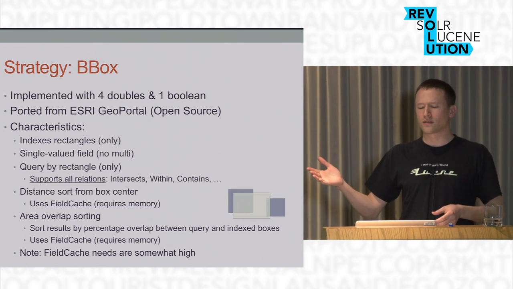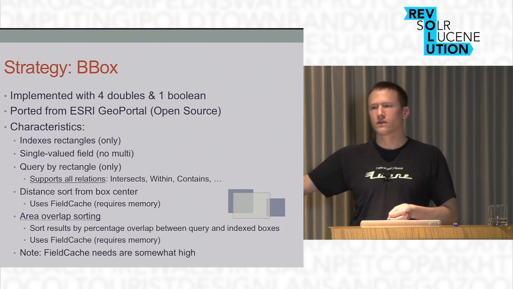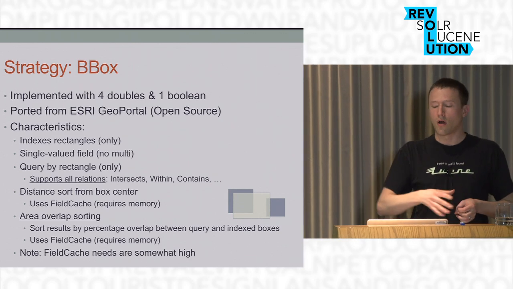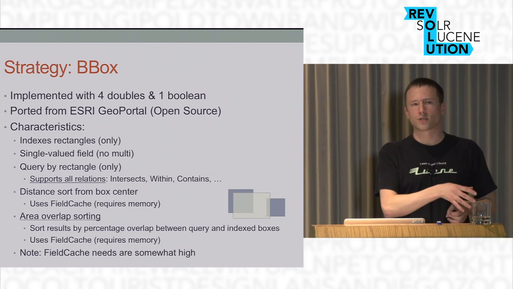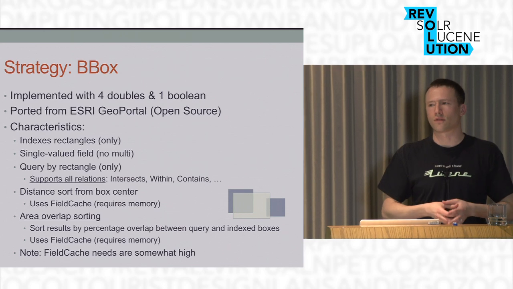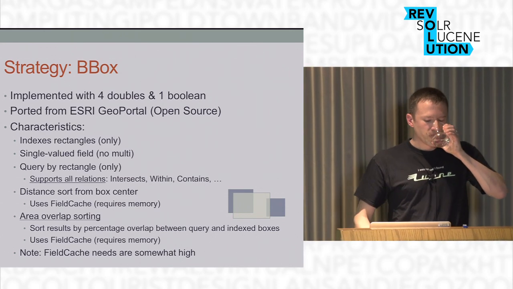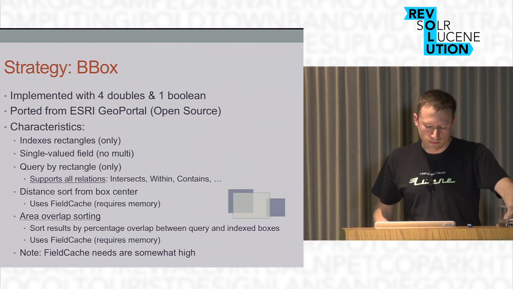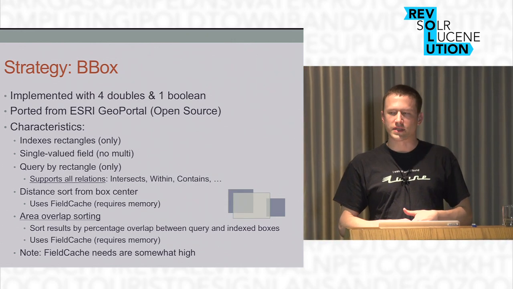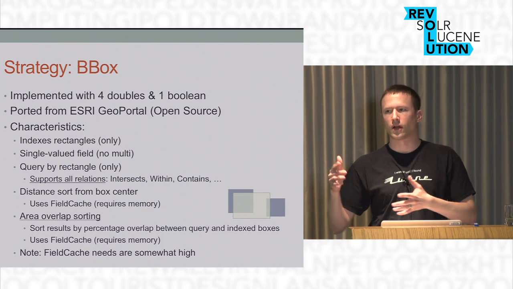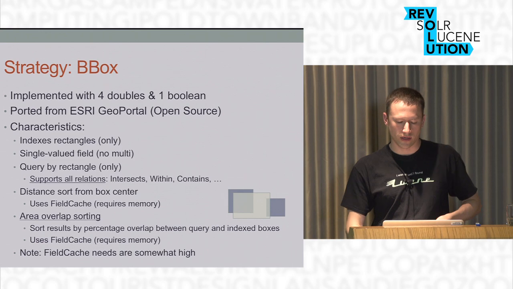Another point here is that you can mix and match these things. You might use this only for spatial relevancy, and then use another spatial strategy that's just for filtering. That's a very valid use case. So it's 4 doubles and 1 Boolean. Some people ask me, what's the 1 Boolean for? It's whether there's a world wrap or not. There's logic in there about how to handle that.